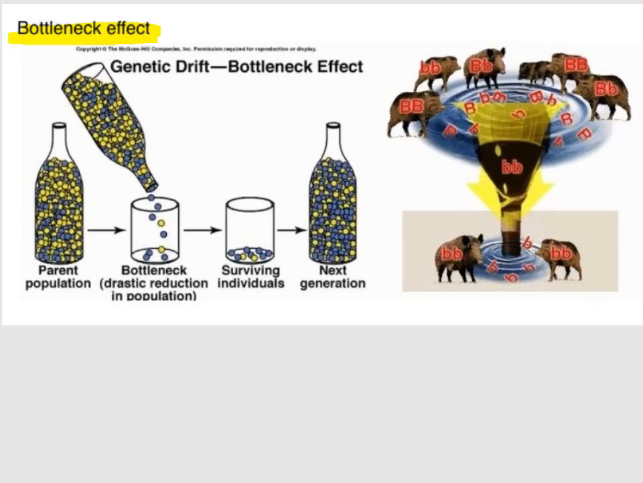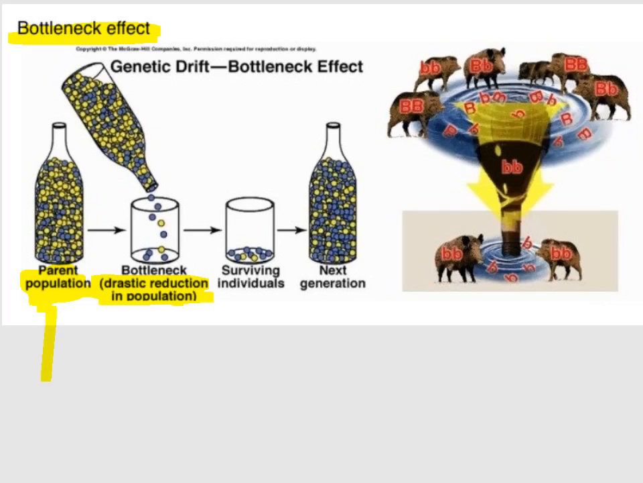The scarier scenario is the bottleneck effect. The bottleneck effect is when we have a really large population to begin with, but then something happens to the population and we see this drastic reduction in population. And this is where the ideas of, if we have an endangered species, we don't have that many individuals left. We don't have a whole lot of genetic variety left.